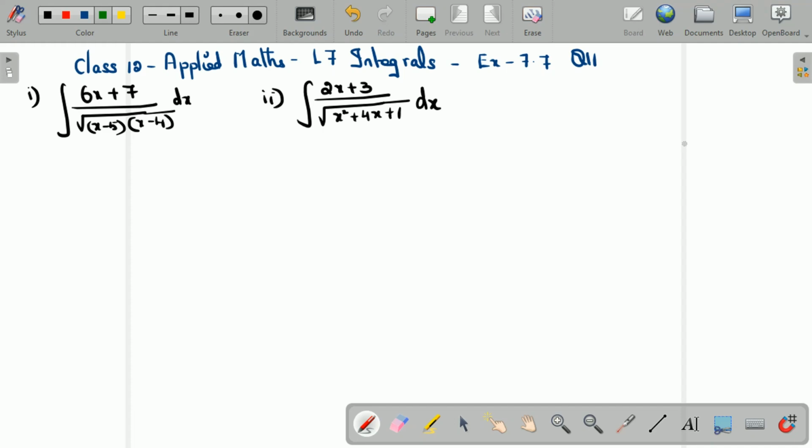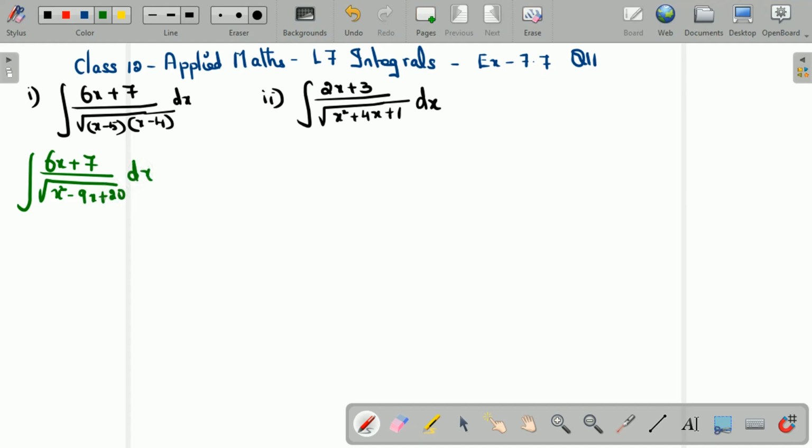In this video, let's find the solution to the 11th question in exercise 7.7. Let's look at the first subdivision. Integral of (6x plus 7) divided by root of (x minus 5)(x minus 4) dx. First, I'm going to make changes in the denominator. So this will become 6x plus 7 divided by root of... Now I'm multiplying (x minus 5) into (x minus 4) and generating a quadratic expression. So it will become x squared minus 9x plus 20 dx.